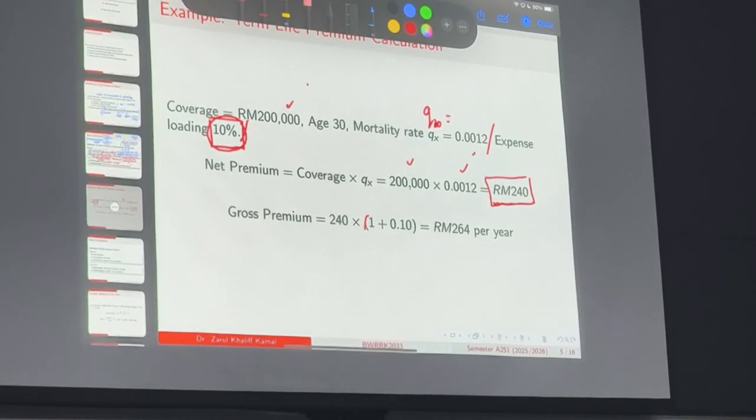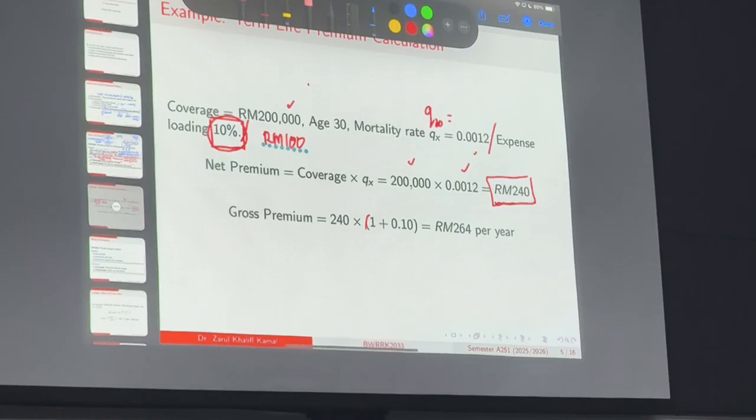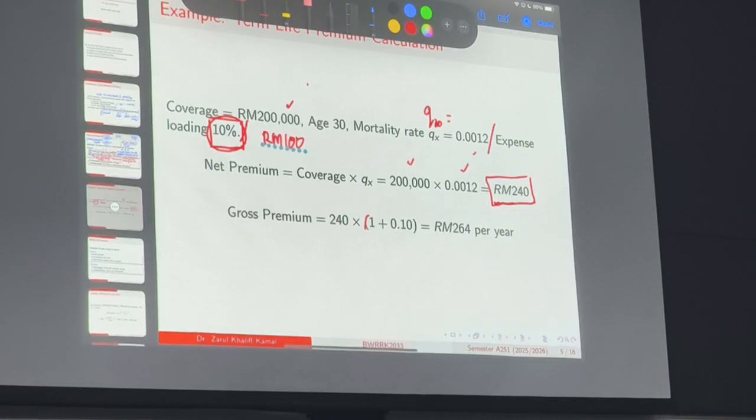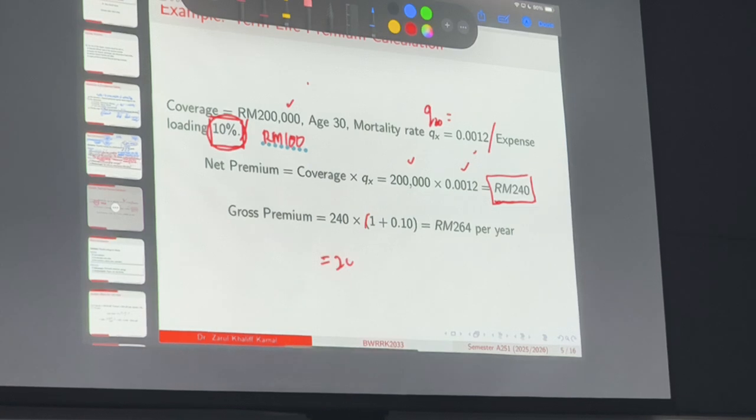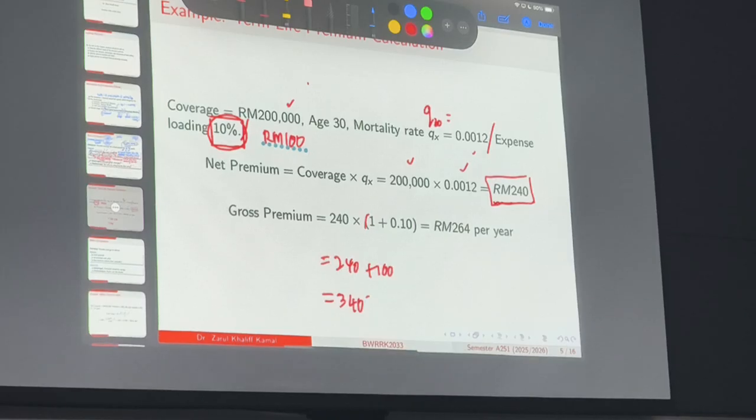Let's say I give the expenses loading, if expenses loading is RM100, you just plus, so there is no need to multiply here. You don't need to times with the expense loading, just plus. For example, 240 plus 100, so we have 340. So be careful here.